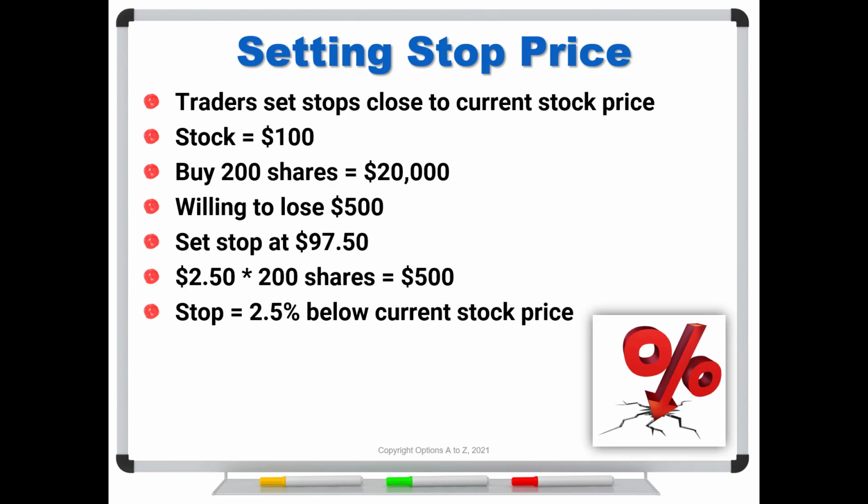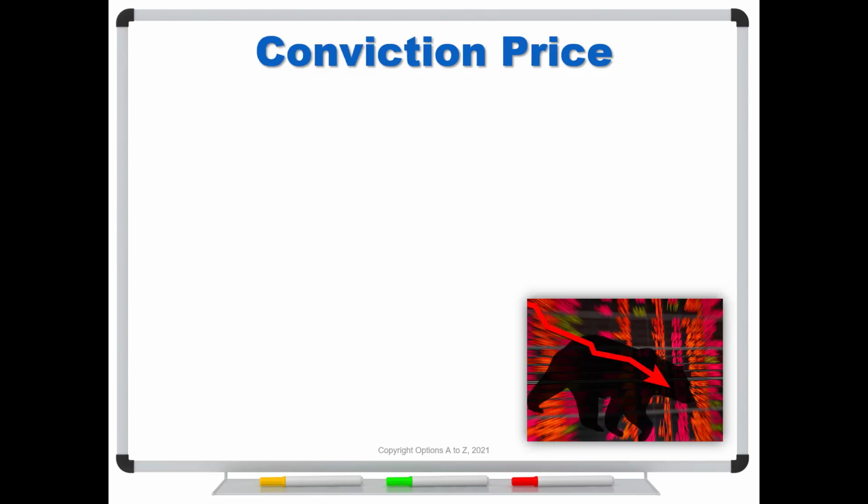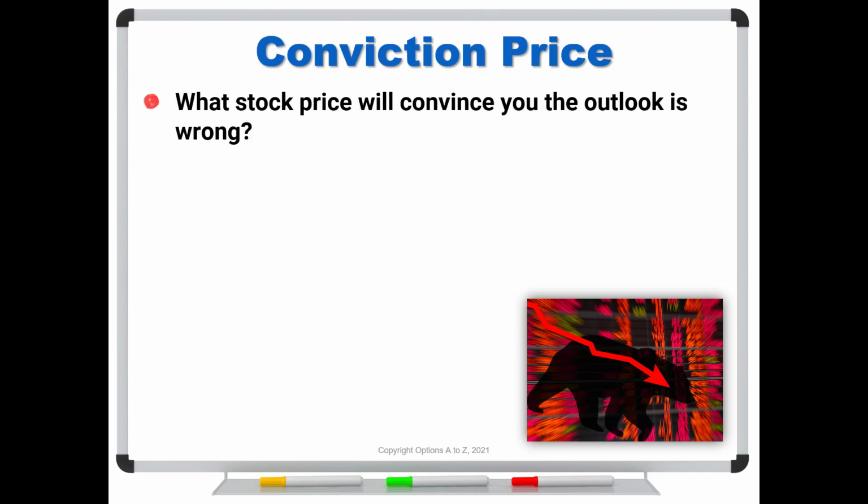And that's not a good way to approach it. See, what you're doing here is you're letting the amount that you're willing to lose dictate where that stop price is. And so what you need to do, a better way, is to have what some traders call a conviction price: at what stock price is going to convince you that your outlook is wrong.